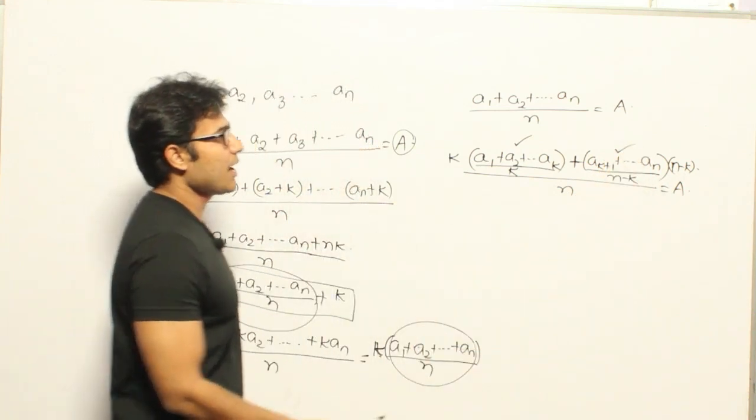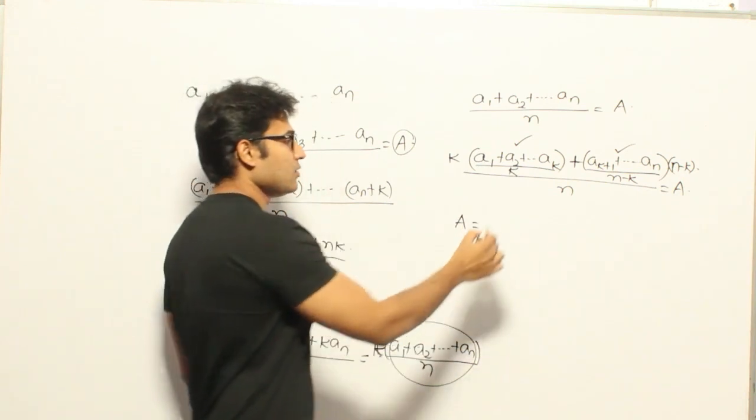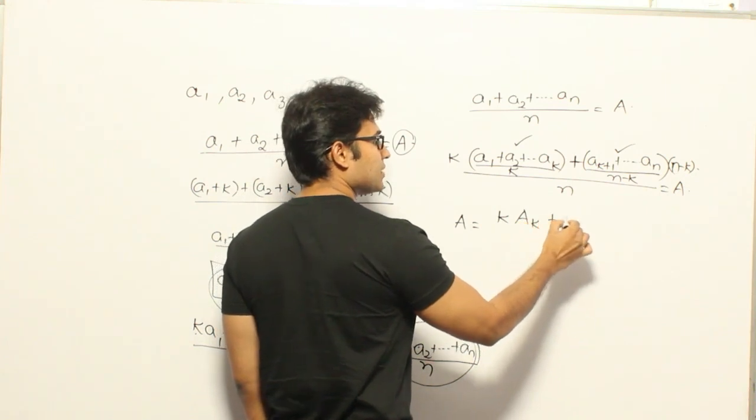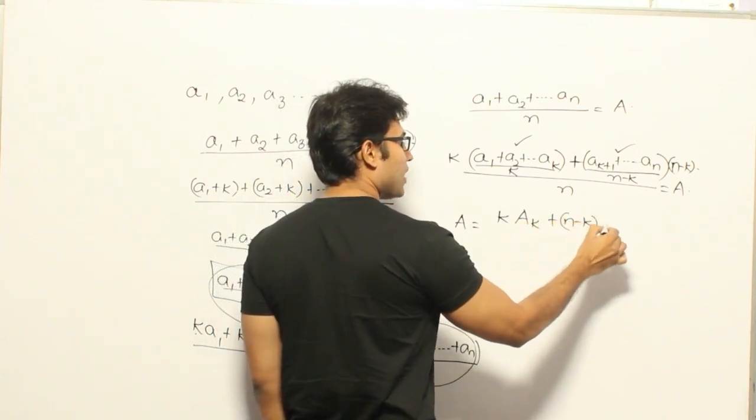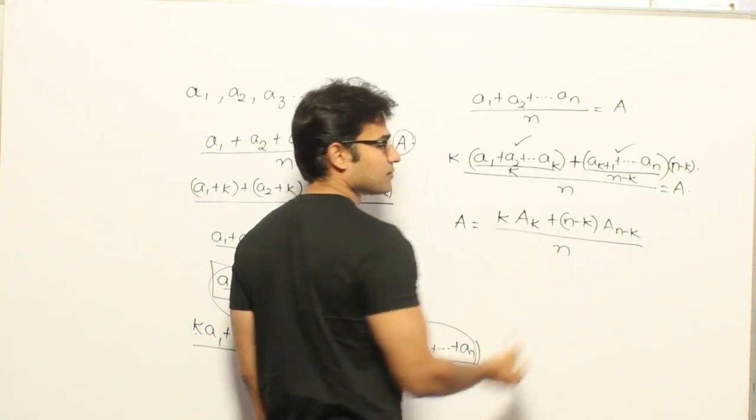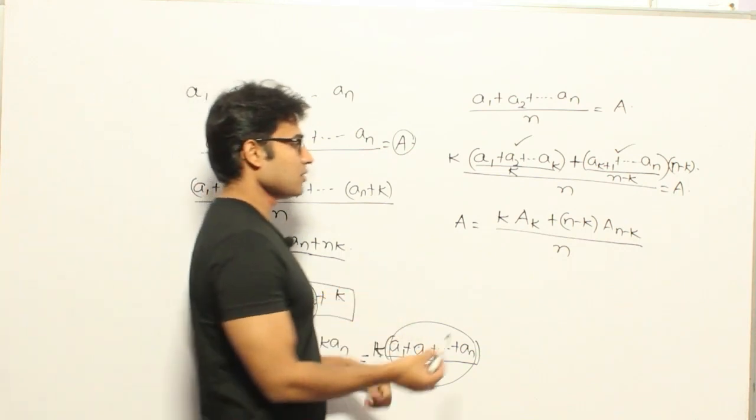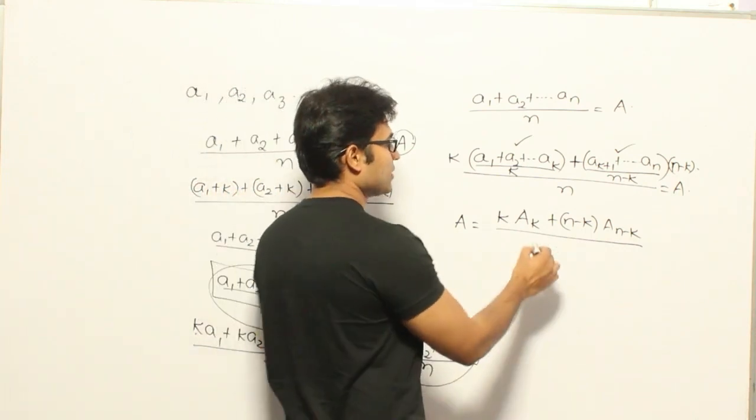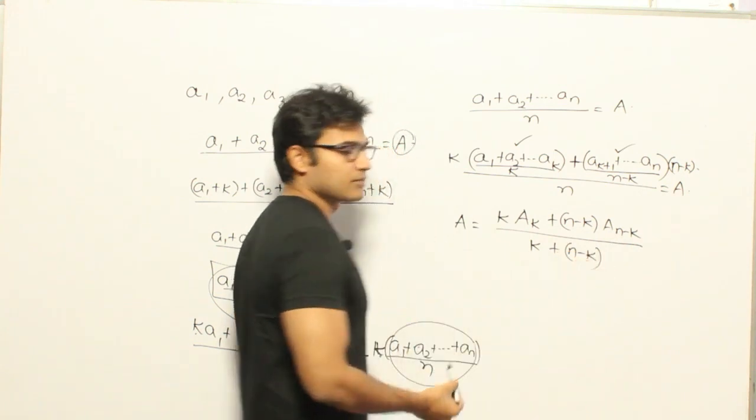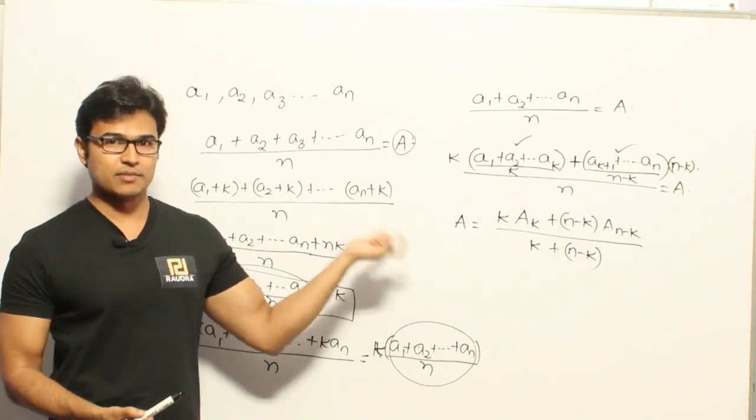Therefore you can write the actual average A as k into the average of those k elements plus (n minus k) into the average of those n minus k elements, divided by n. So the same formula you are going to see. Here in the denominator also I can write it as k plus (n minus k), isn't it? So the same formula you are going to see in alligations and mixtures.